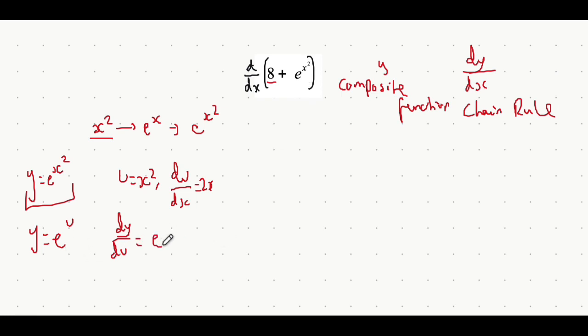Differentiating e to the u would just be e to the u, and so dy/du times du/dx is 2x times e to the u. And you can replace u with that function of x squared. And we get that e to the x squared just differentiates to 2x e to the x squared.